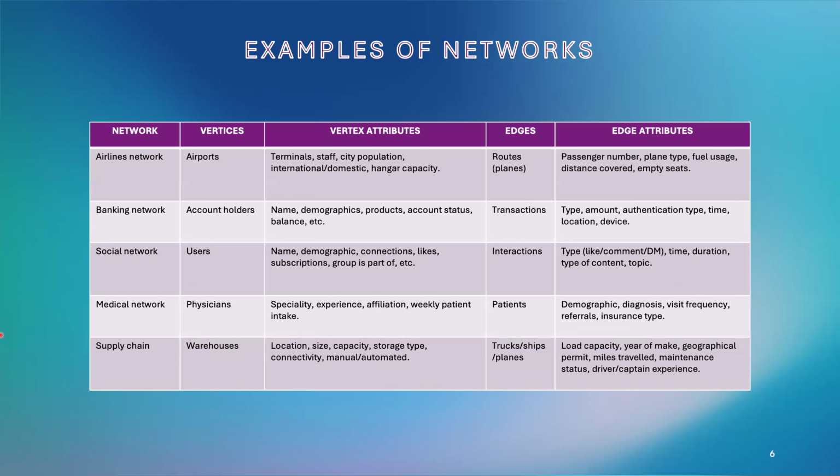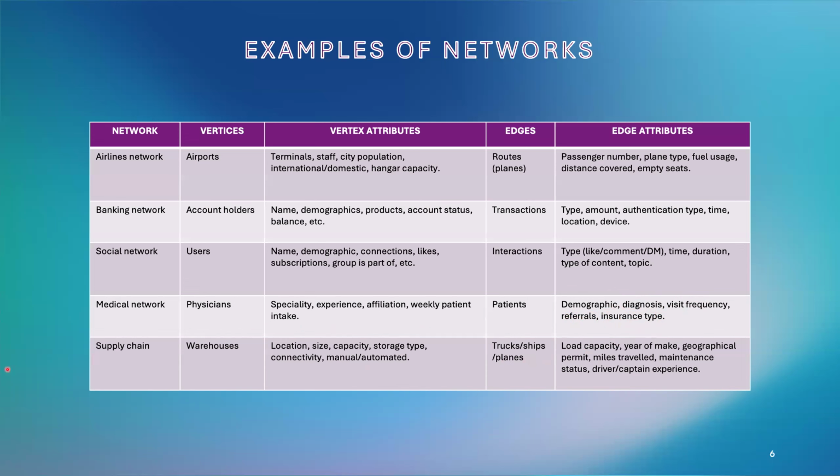And attributes for the physician here, we could have the specialty, the experience, the affiliation, the weekly patient intake, and so on. And if we consider the edges as the patients, then we can have the demographic of the patient, the diagnosis, how frequent they visit the doctor, if they have any referrals for specialists, what is their insurance type, and so on. And last but not least, the supply chain networks.